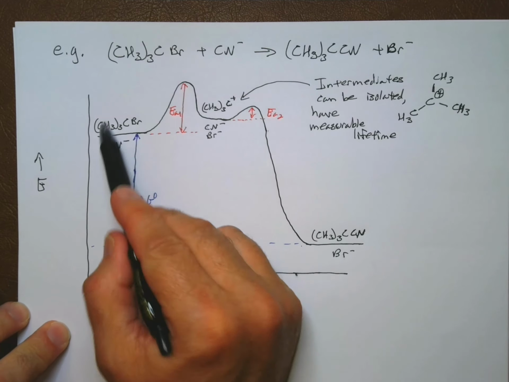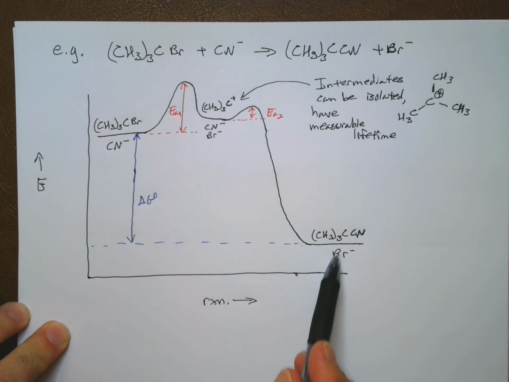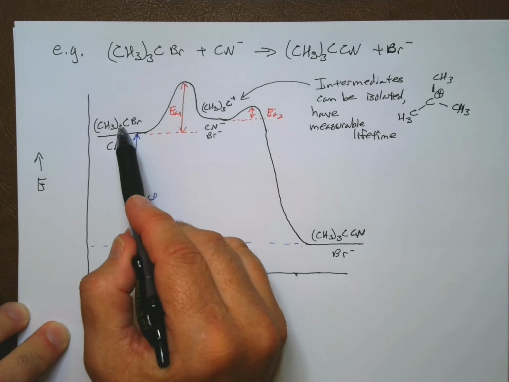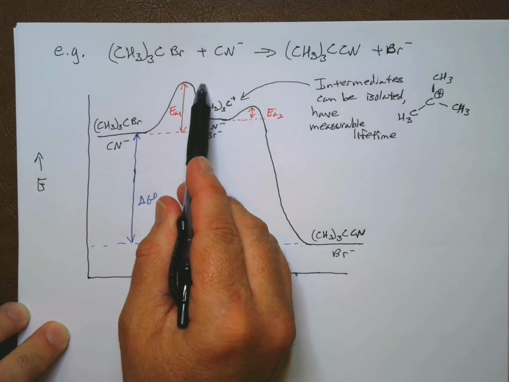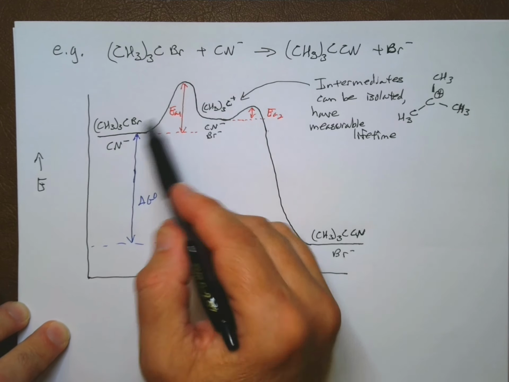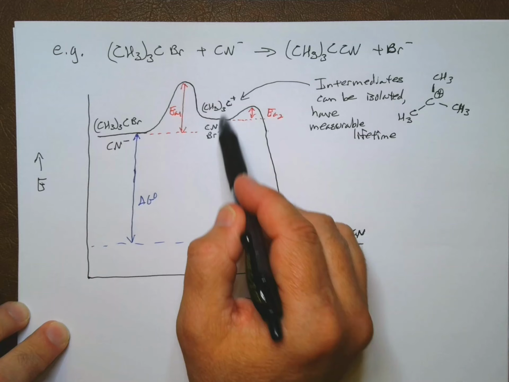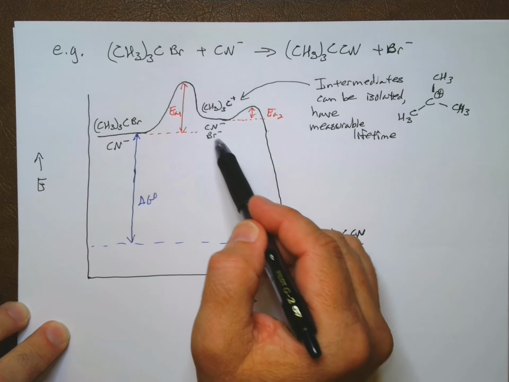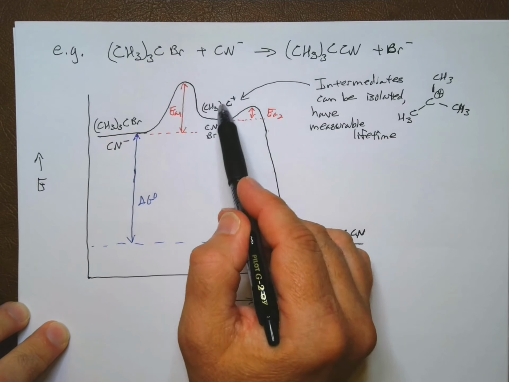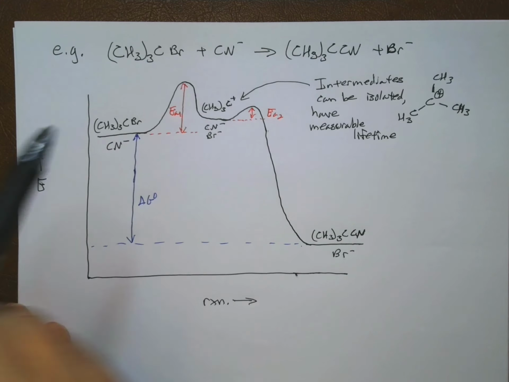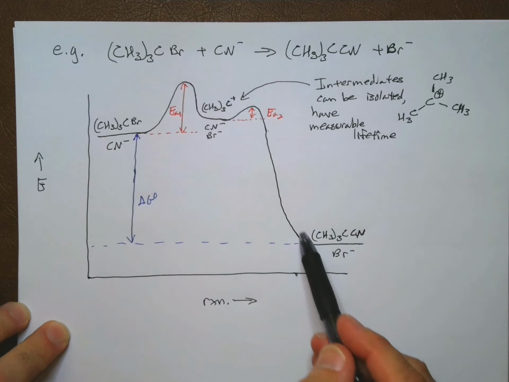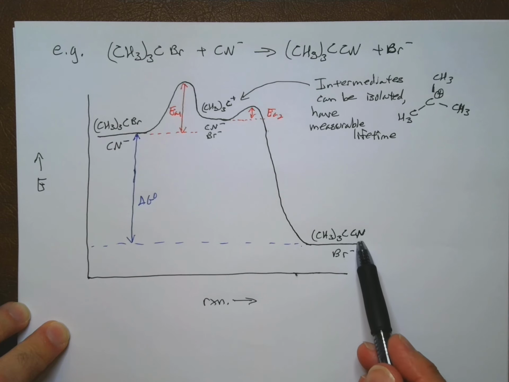So what's going on with this two-step reaction is we have our reactant here, and we go through a transition state, which is the C-Br bond starting to break. And then the bond finishes breaking and we're in the intermediates. We still have CN minus, now we have Br minus, and we have the (CH3)3C plus, the t-butyl carbocation. Now the t-butyl carbocation can bump into the CN minus and we'll go ahead and get our final products here.